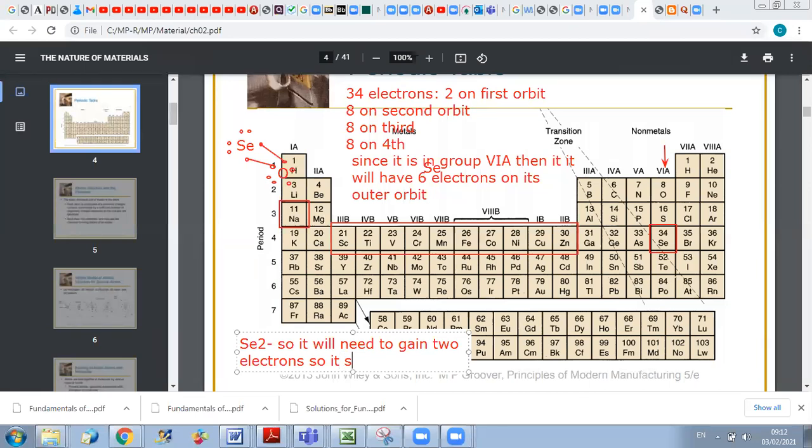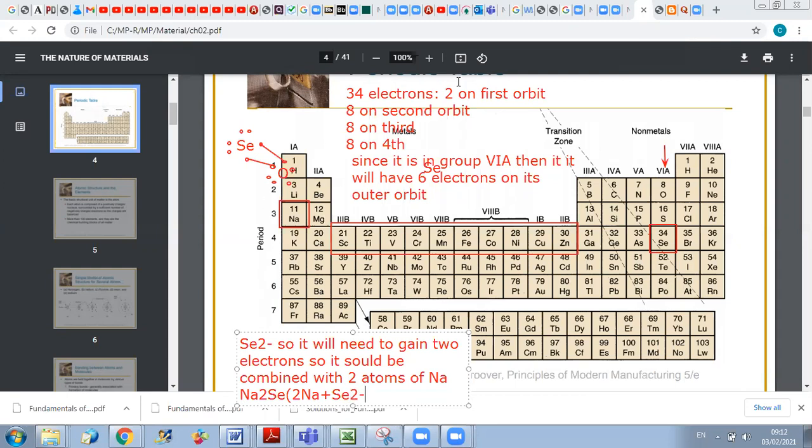So it should be combined with 2 atoms of Na, which will give which compound? It will give Na2Se. Okay, Na2Se. So it's an ionic compound. We can write it in this way: 2 Na plus, Se2 minus.